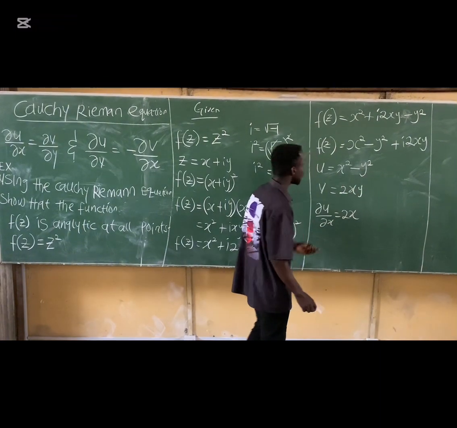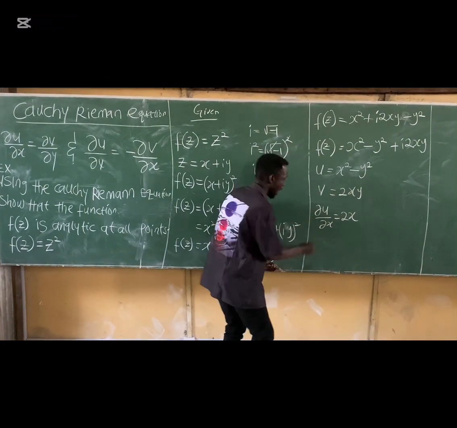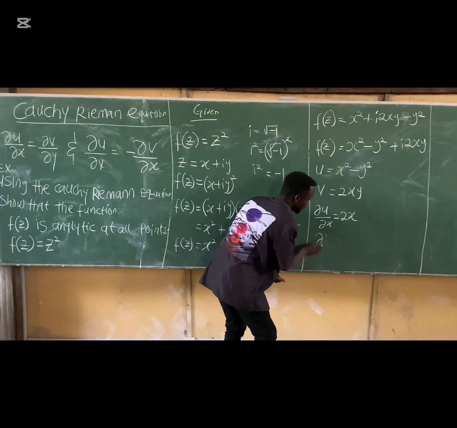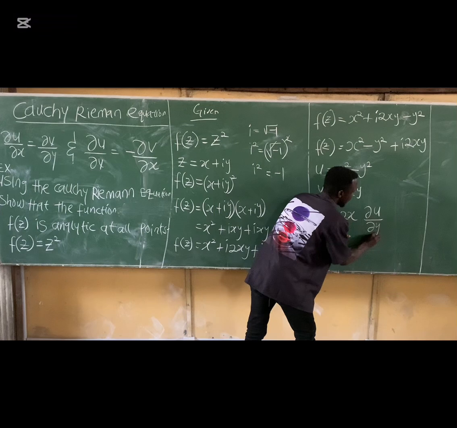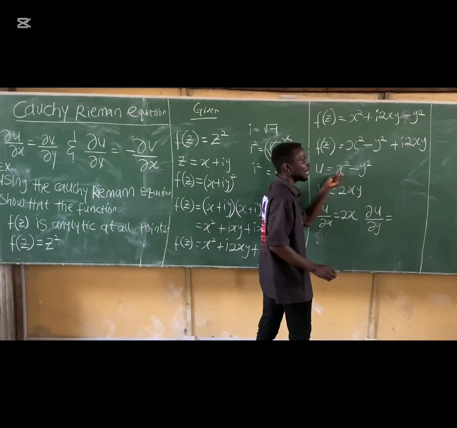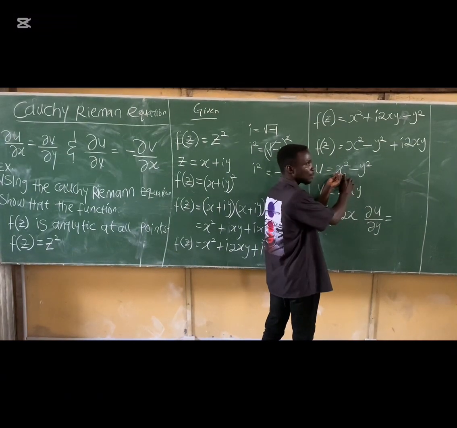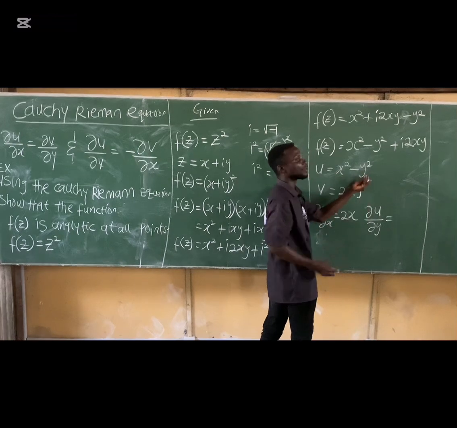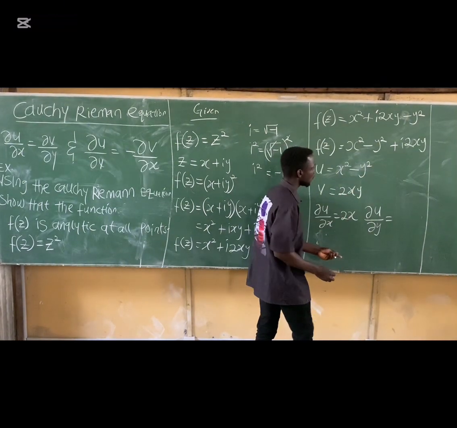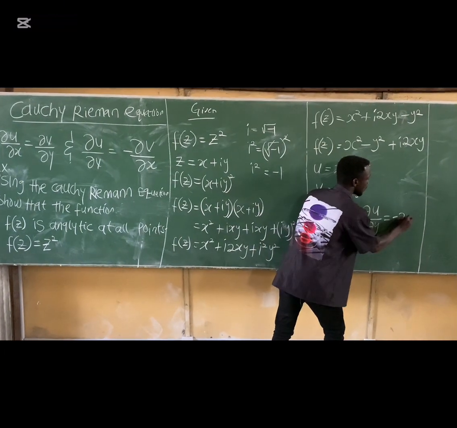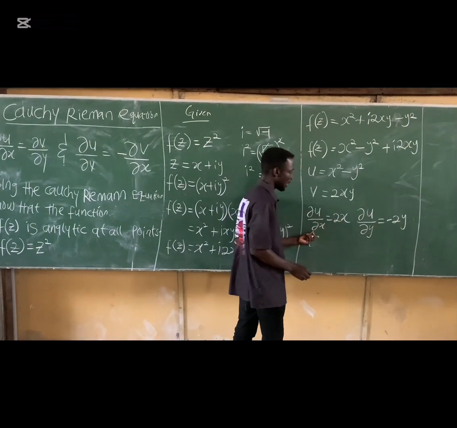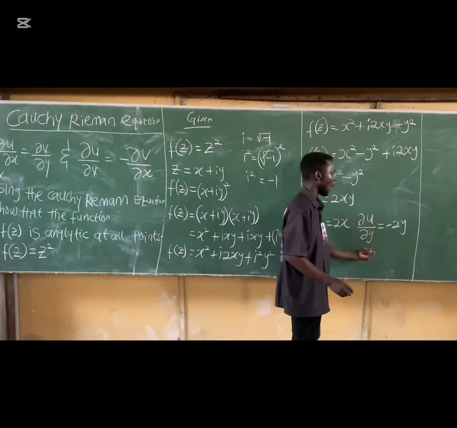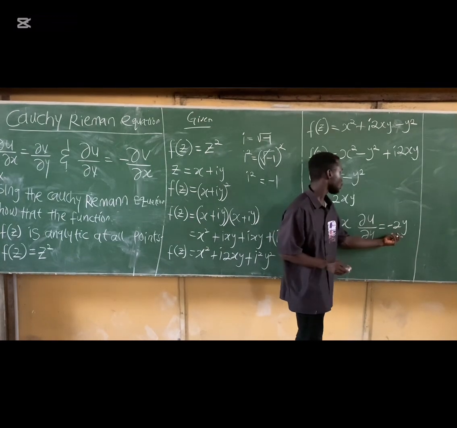Also, differentiate u with respect to y. Our du over dy is equal to, differentiating x squared with respect to y gives 0 because it becomes a constant. Differentiate minus y squared, we are going to have minus 2y. So therefore, du dx is equal to 2x and du dy is equal to minus 2y.